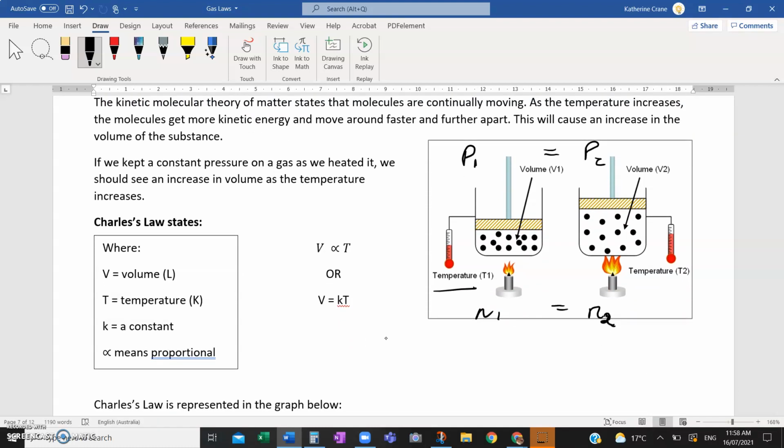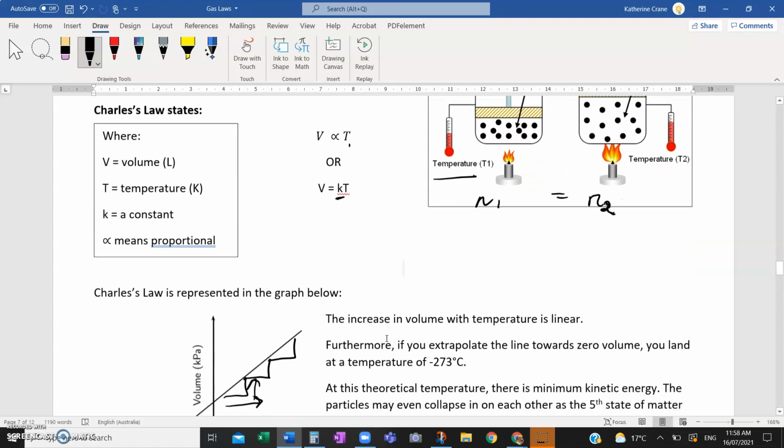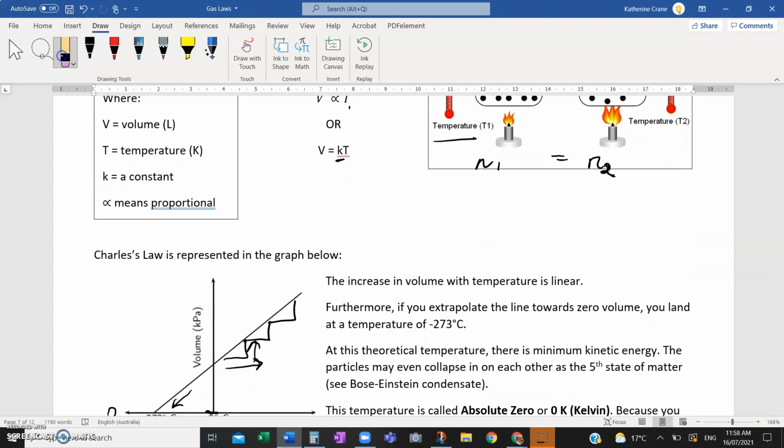So when V is proportional to T, we can write that as volume is a constant times the temperature. In this case, a constant is an unchanging number in this relationship. So V might change, and the amount that T will change is based on that constant, as long as you're not changing pressure and amount of molecules. If you do change that, that's what K changes as well. So it's for a set temperature and volume and amount of gas. We can actually see this in our graph below here.